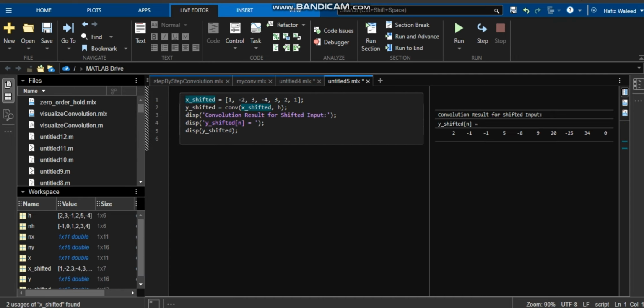In the last MATLAB code, shifted input signal, X_shifted is the input signal that has been shifted. In this case, the original signal x[n] has been shifted by 1 unit to the right. The underscore is used to indicate the shifted element.